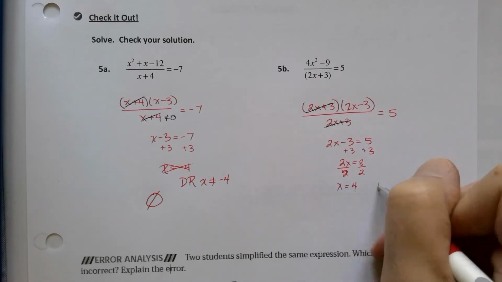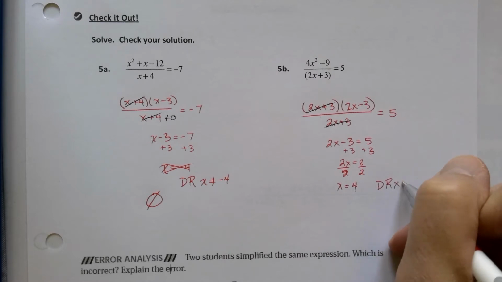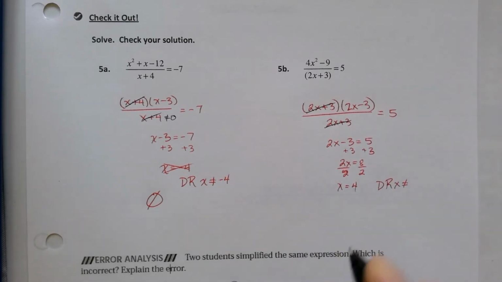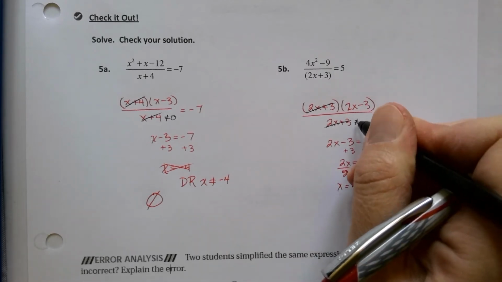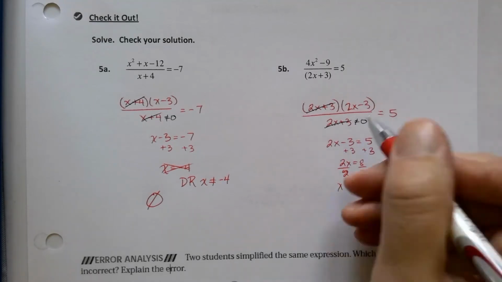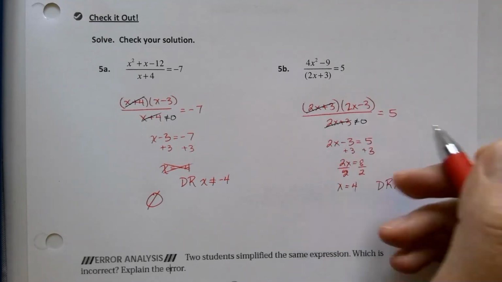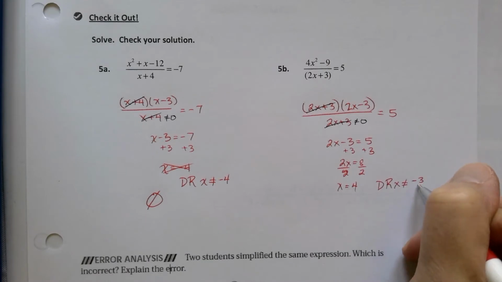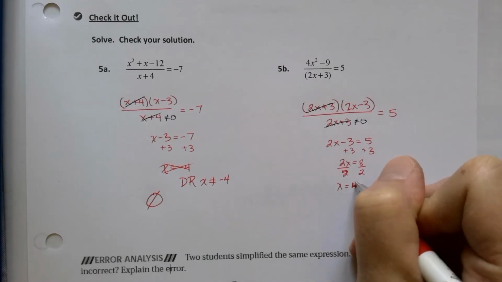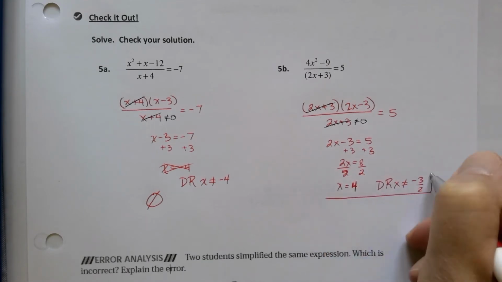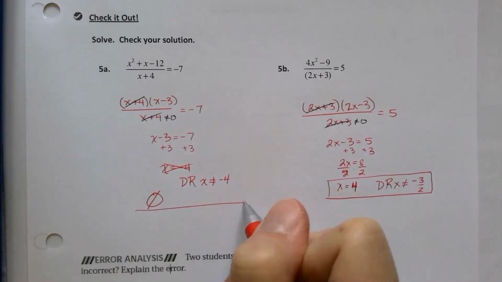All right, so we need to check our domain restriction. What can't x equal? Well, my denominator in its factored form before we canceled can't be 0. So we would subtract 3 and divide by 2. So x cannot be negative 3/2. That does not interfere with my answer. And so there we go.